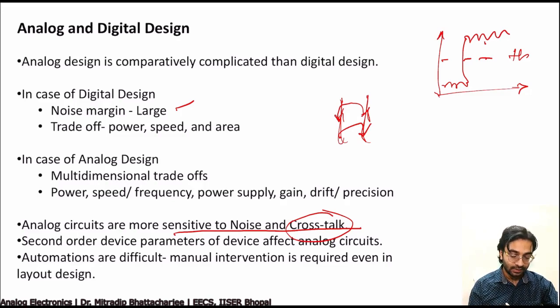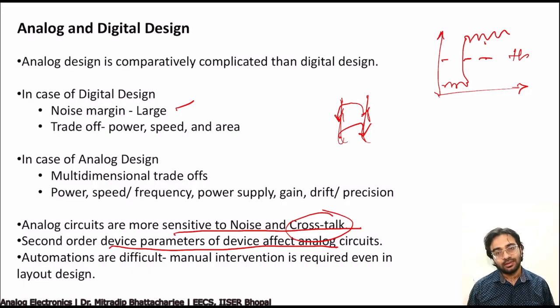Now second order device parameters also affect the analog circuit. As I have said, a x plus a1 x square, a2 x cube. So in that case, the second order terms will affect the device parameters. Now automation is difficult. I also already said in the previous slide that automation is not very straightforward.